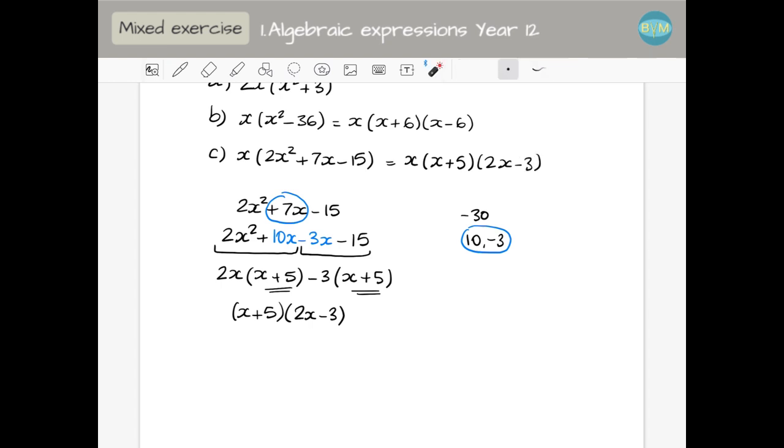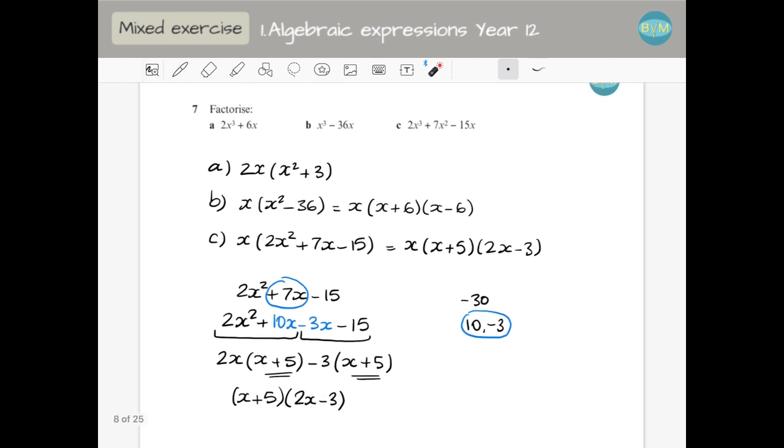The order of these two doesn't matter. So you can write minus 3x plus 10x. This will look slightly different, but the final answer will look the same. So don't worry about that because it doesn't matter. And that's all with this question.